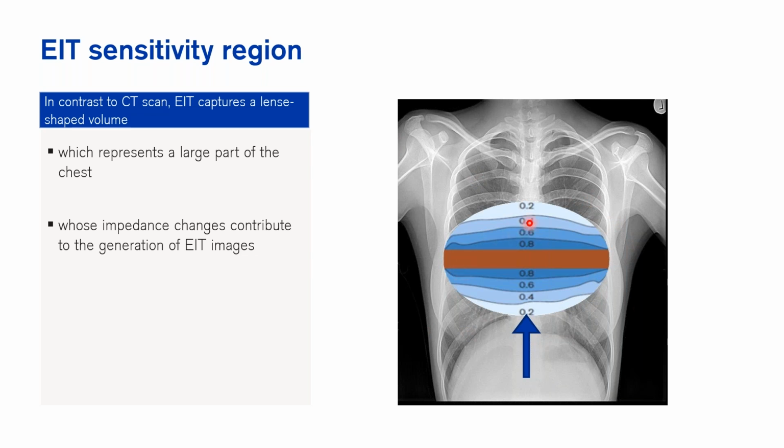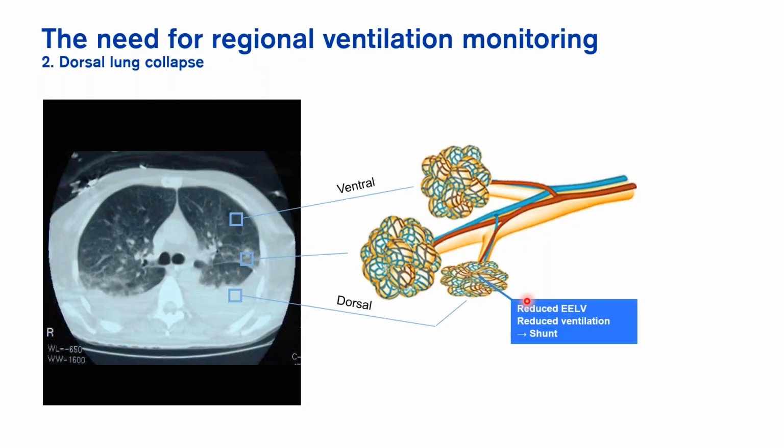So that's why when we position the belt between the 5th and 6th vertebra, we are getting the information about the dorsal areas and the mid areas of the lung. If we position the belt too high, we might not have the right regions of interest. So our dorsal area might not be covered by this lens-shaped volume. That's why it's extremely important to have the right belt positioning during the EIT measurement.